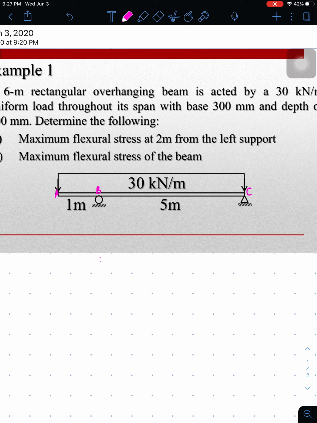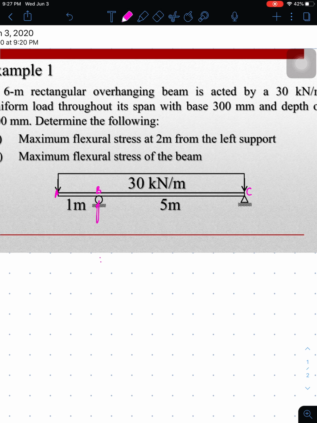Alright, so we're going to solve for the reactions, of course. I'll call this reaction 1, and I'll call this reaction number 2. And by that, we can also get the resultant of the whole distribution. The resultant of the whole distribution is 30 times 6. So the answer is 180.